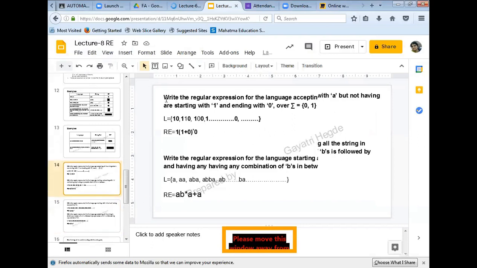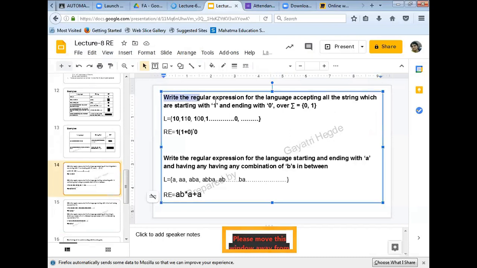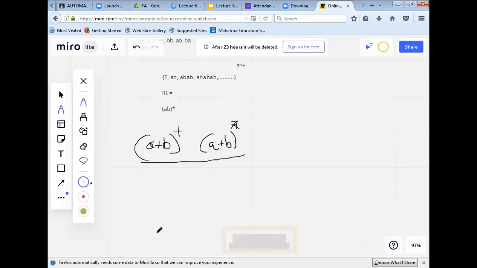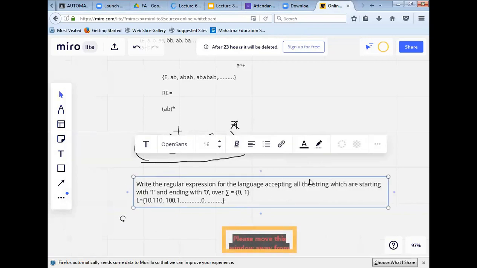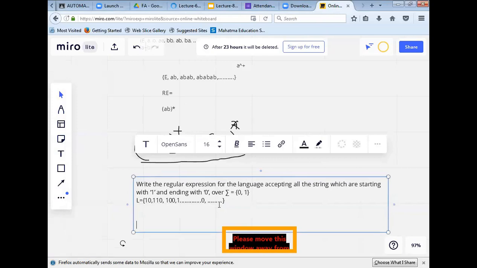Okay. The next example is, write the regular expression. I'll just copy paste this. So what is the question? The question is, write the regular expression for the language accepting all the strings which are starting with 1 and ending with 0. First thing, whenever you write a RE, you have to clearly understand the question. Starting with 1, ending with 0, right?